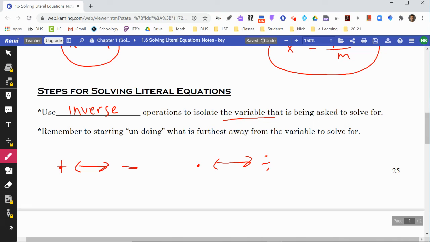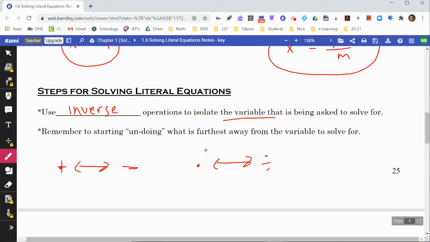Sometimes we're going to look for x, sometimes we're going to look for y, sometimes for a, for b, for c. Whatever variable we're asked to solve for, we're just going to use those inverse operations to get that variable by itself. And remember, we always start undoing what is furthest away from our variable to solve. We start with what's furthest away, and then we do one inverse operation at a time to get that x by itself. And that's all we're going to do today.